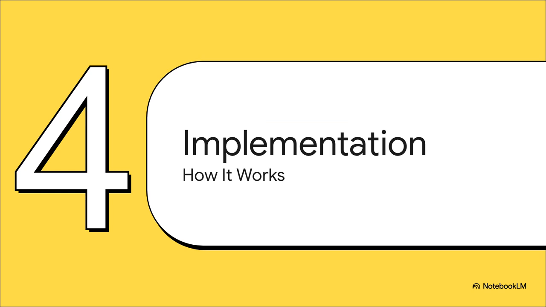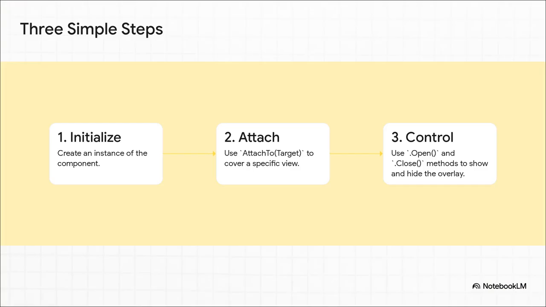Okay, so this sounds pretty powerful, right? But you might be thinking, is it going to be complicated to use? And the answer is absolutely not. Getting this thing into your app is unbelievably simple. It's literally 3 simple steps. First, you initialize it. Then, you attach it to whatever view you want to cover. It could be a small panel or your entire page. And finally, you just call .open to show it and .close to hide it. I mean, that's it. You're done.